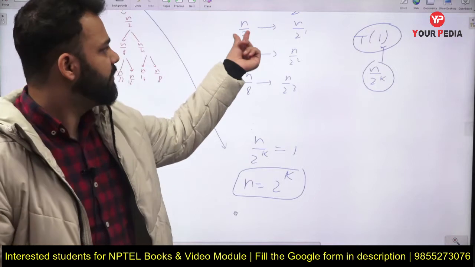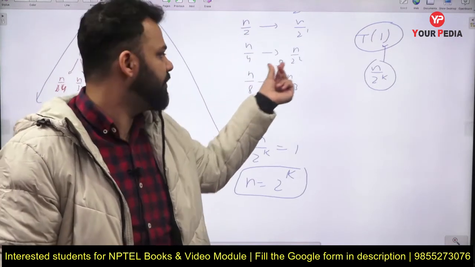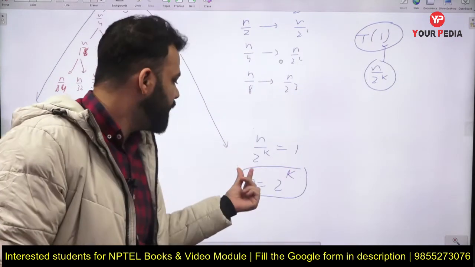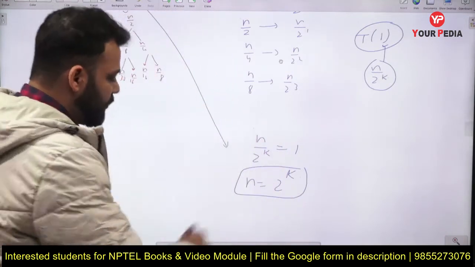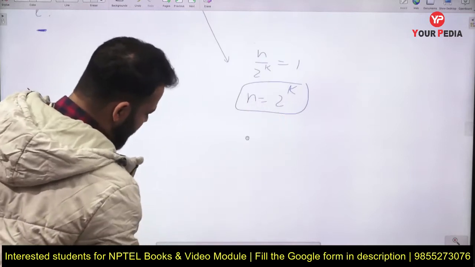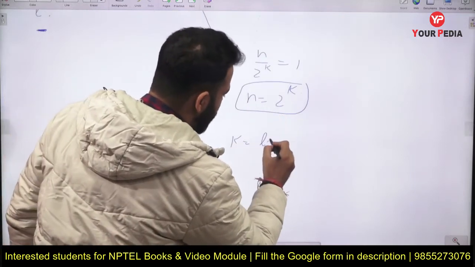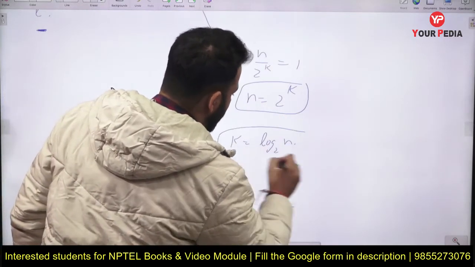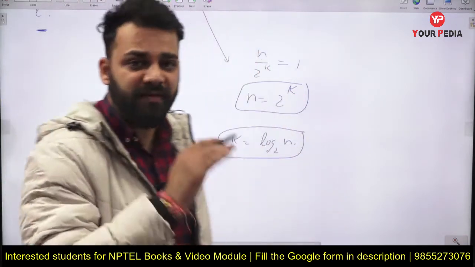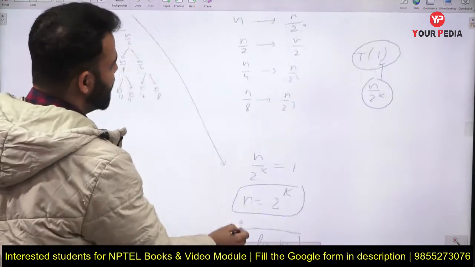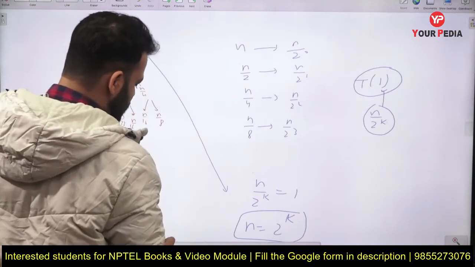For first level 2 raised to power 1, for second level 2 raised to power 2, for third level 2 raised to power 3, for kth level we have 2 raised to power k. So what is k? k is the number of levels. So if you can find k in this, taking log both sides, k will be equal to log base 2 of n. So the maximum number of levels that are possible in this tree will be log base 2 of n.